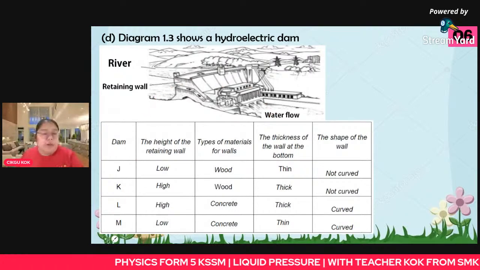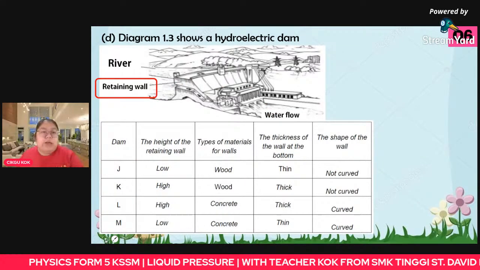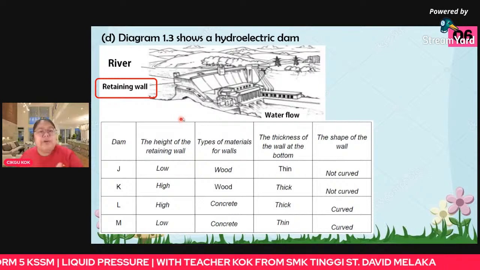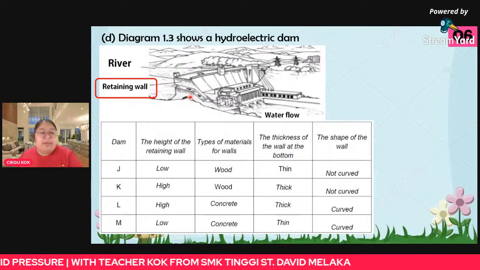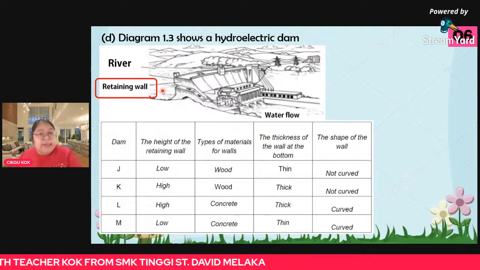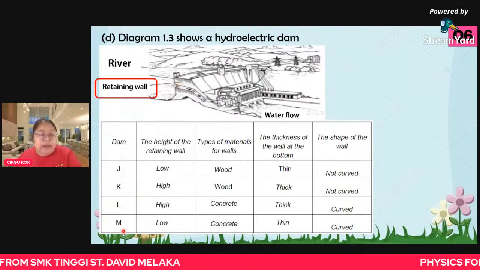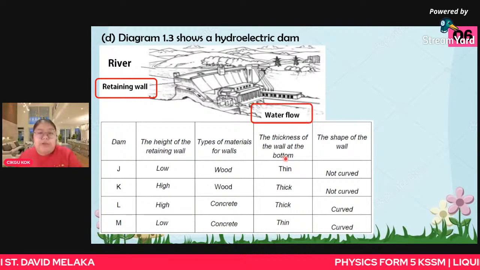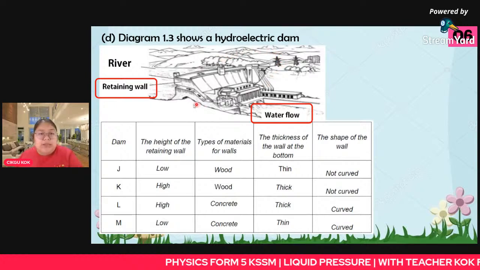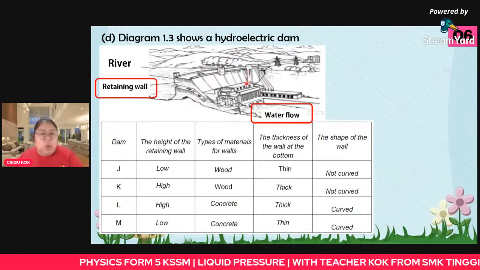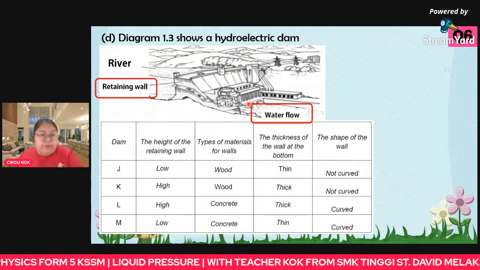Okay, so from here you can see the retaining wall. This retaining wall is meant to withstand all the water in the dam. After that we've got water flow. This one is the retaining wall, and this is the dam. When the dam just opens, all the liquid will flow out.